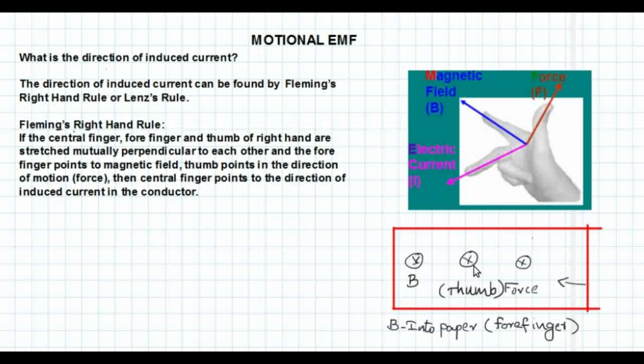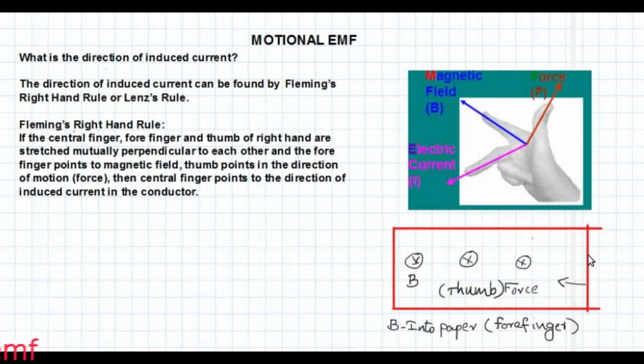So we know that this represents a direction which is into the paper, right? A cross mark with a circle represents a direction perpendicular to the plane of the paper, and it is pointing into the paper, right? So B is into the paper, or our forefinger should be into the paper. Now you may hold your three fingers mutually perpendicular to each other as shown here, and your forefinger should be pointing into the screen or into the paper.